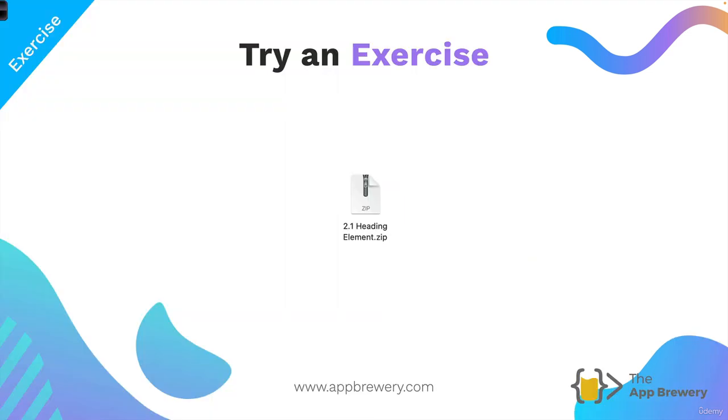So now that we've seen a little bit about how all of this works, let's try an exercise where we create our own heading elements. To download the starting files, you have to go over to the course resources for this lesson and click on the 2.1 heading element file in order to download it. Now, if you don't know where that is, then you might have missed where at the very beginning of the course, there's a lesson called How to Download the Course Resources.